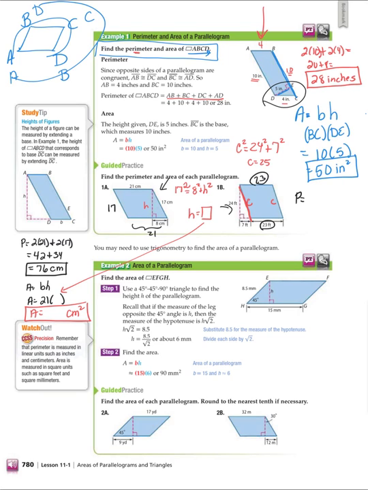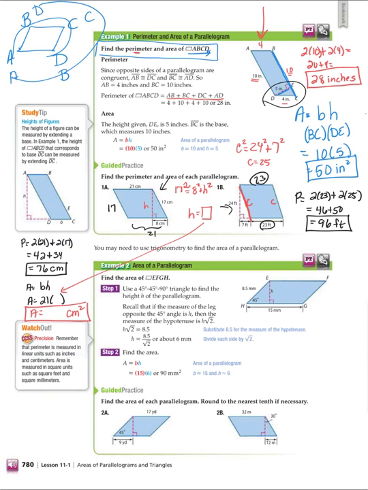Okay, so for my perimeter, I'm going to have two 23s plus two 25s. It's going to be a 46 plus 50. So I'm going to get 96 feet for the perimeter.